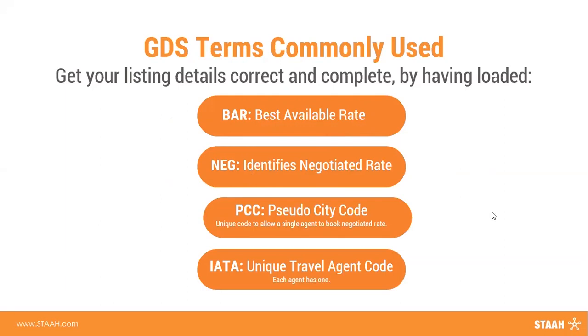When we load negotiated rates, we receive loading instructions from your travel agent, and it talks about PCC, which is a pseudo city code. It is a unique code to allow a single agent to book the negotiated rate. No other agents would be able to book it. And there's also what's called the IATA code, and it is unique to each travel agent. Every travel agent, licensed travel agent, I might add, has an IATA code.